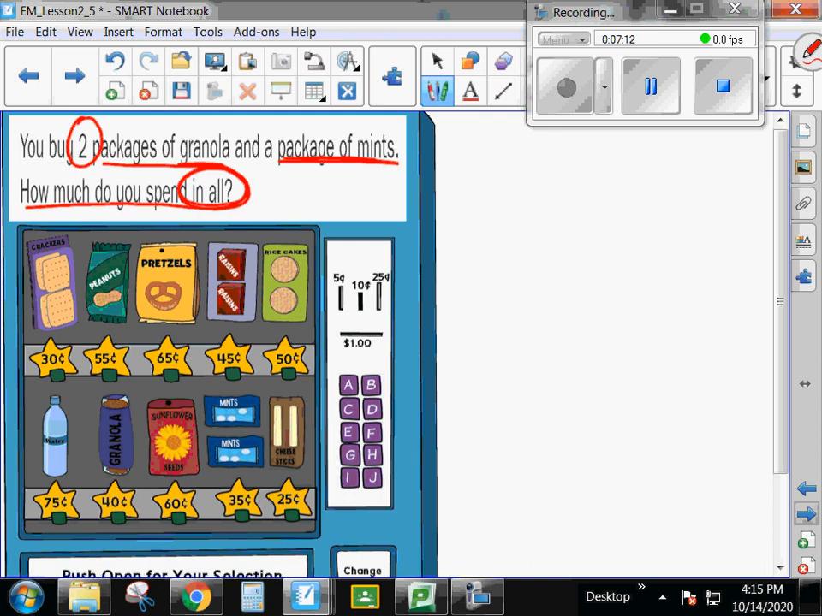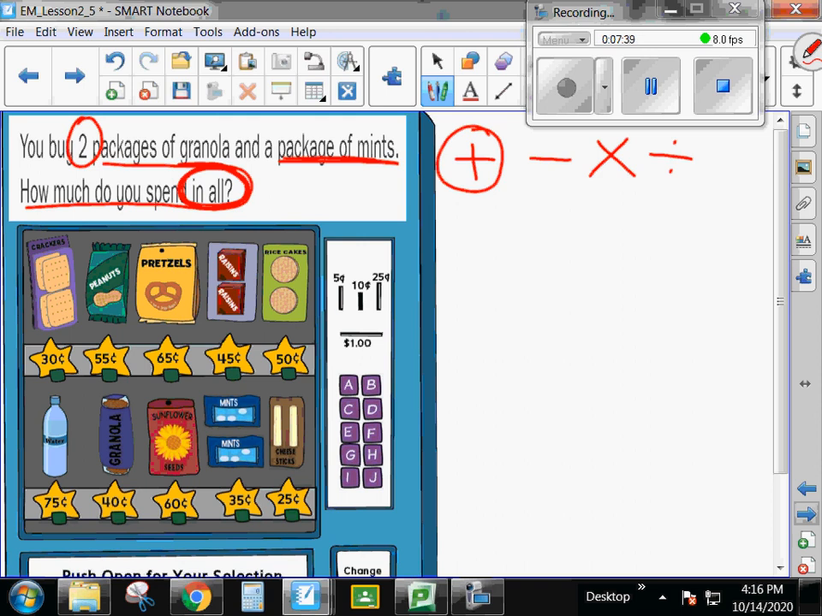We talked about there are 4 operations in math. We can add, we can subtract, we can multiply, and we can divide. So if you're trying to find in all, what are you doing? We talked about we're adding. Okay, so I'm going to go ahead and pause the video. I want you to figure out this problem and then we'll go over it.